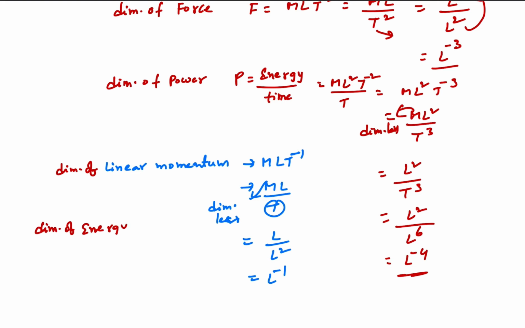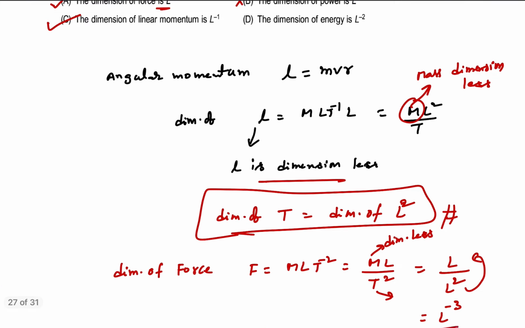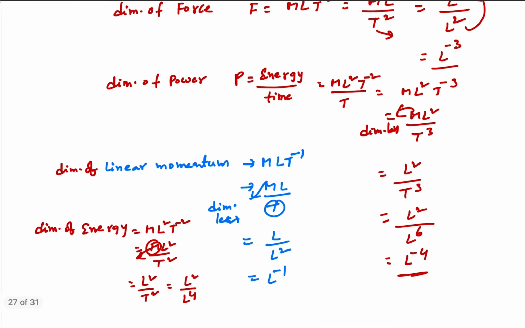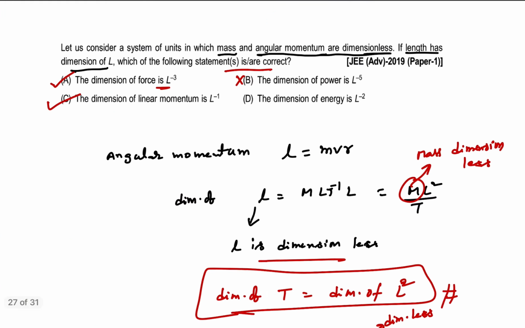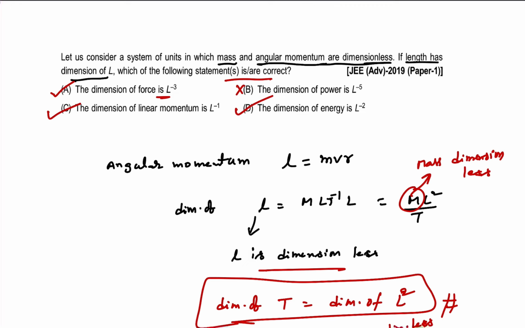Next, the dimension of energy is L power minus 2. I am writing energy. Dimension of energy is m L square t power minus 2, m L square divided by t square. M is dimensionless. So you can write L square divided by t square, that is L square divided by, again, L to the power of 4. The reason is dimension of t is L square. So you can write it as L square by L to the power of 4 is L to the power of minus 2. That also is correct. So options A, C, D are correct options.